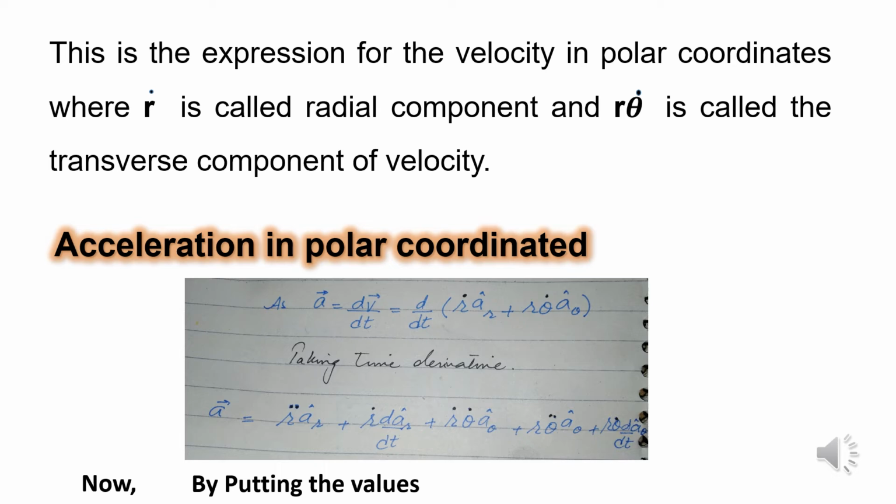Taking the derivative d by dt and applying the product rule, we get the acceleration A vector is equal to r double dot ar unit vector plus r dot d ar unit vector over dt plus r dot theta dot a theta cap plus r theta double dot a theta cap plus r theta dot d a theta over dt.